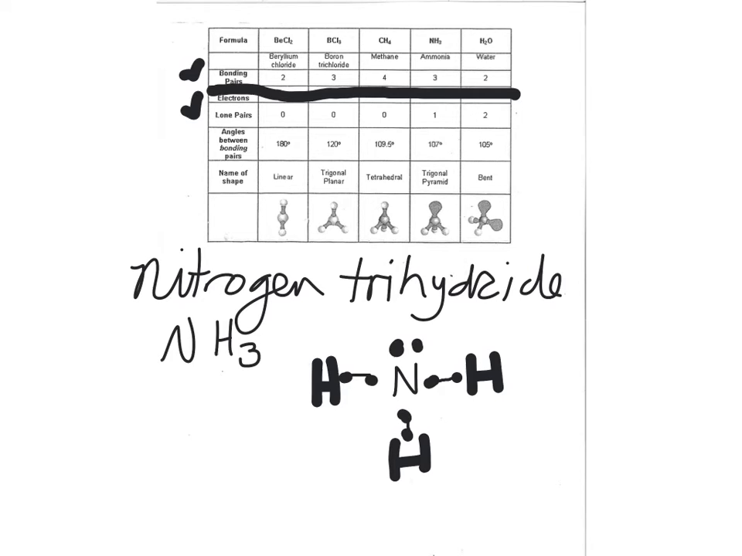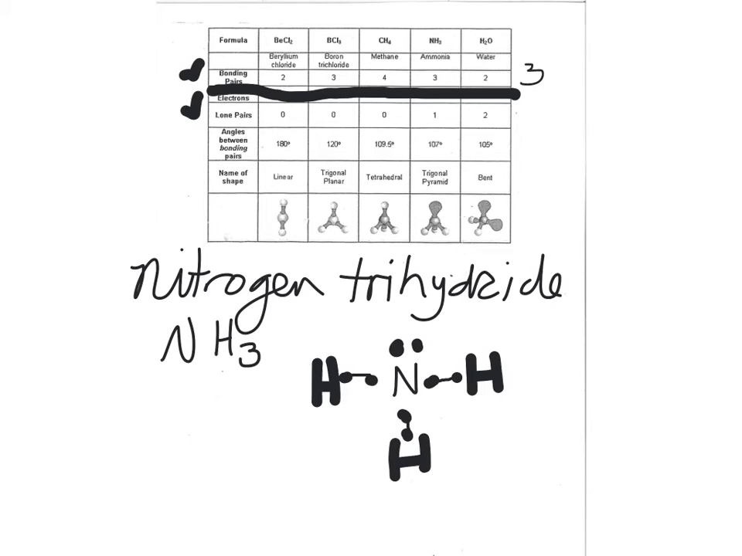So when we look at nitrogen, and we identify what's there for nitrogen, we can look at the center element and see that it has 3 hydrogens attached around it. So that means there's 3 items bonded to the nitrogen as what we call bonding pairs.